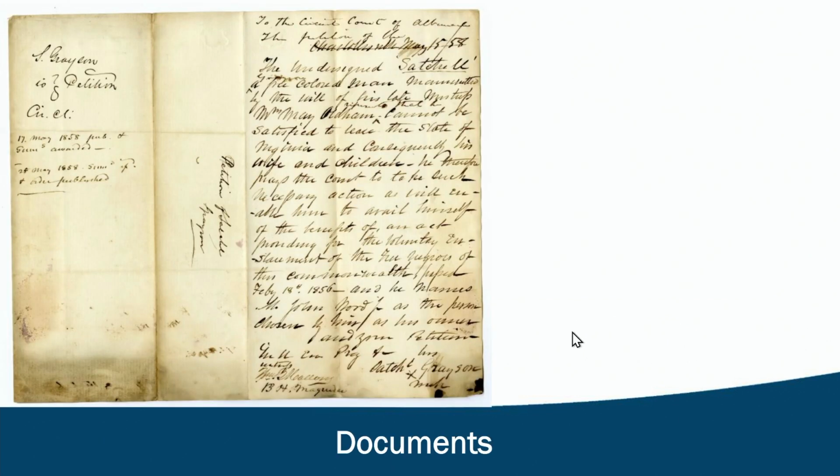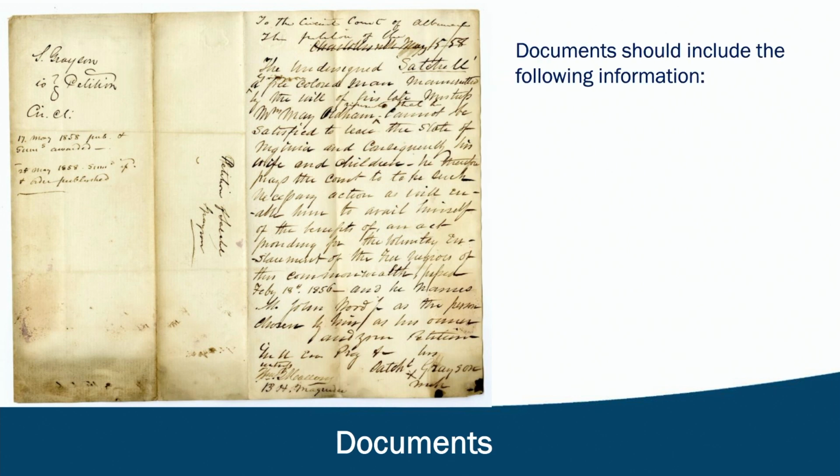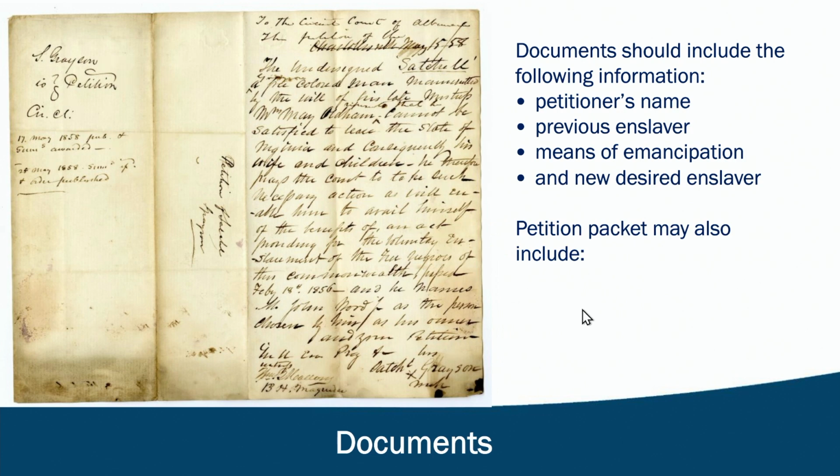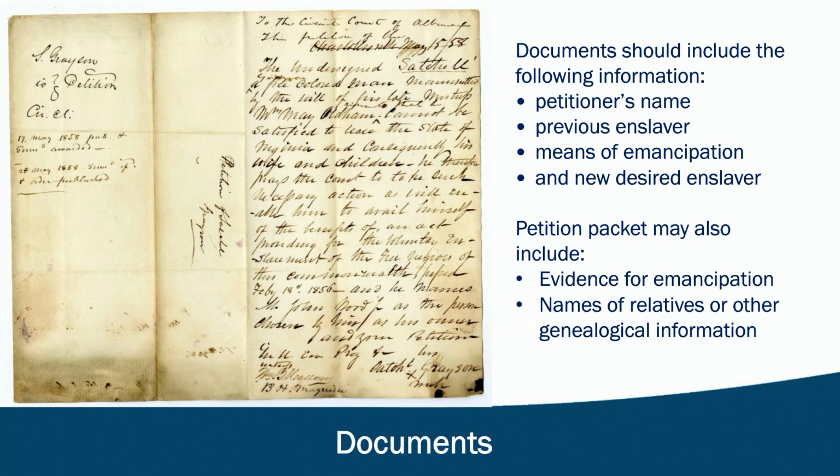Within these documents, some of the information that you should find will include the petitioner's name, the previous enslaver, the means of emancipation, and their new desired enslaver. In addition to these standard pieces of information, some petition packets can also include documentary evidence for emancipation, such as wills or deeds of emancipation. The documents or the petition itself may also include names of relatives, like spouses or children, ages, and other genealogical information that might be useful for making sense of a person's life.